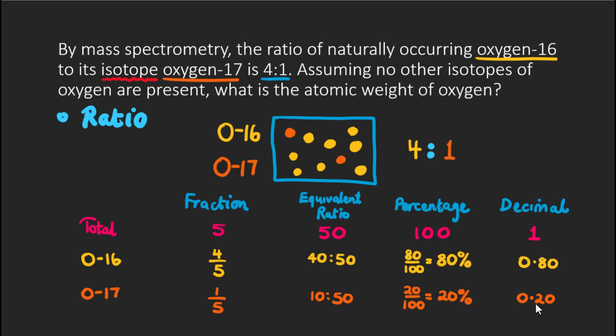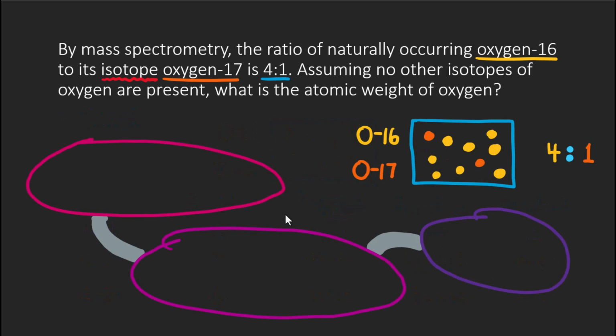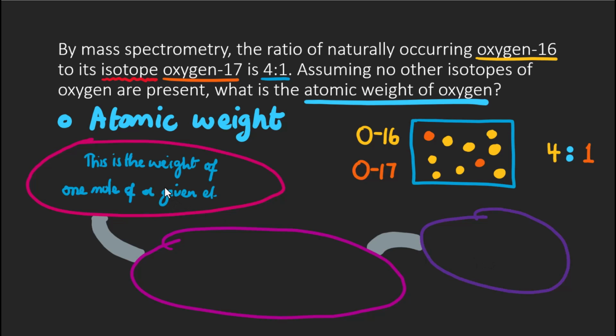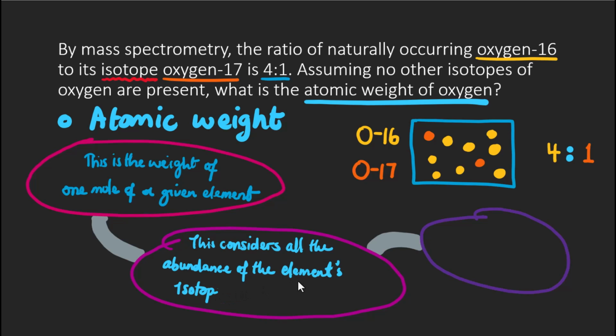Now, this scale is important for the final concept, which is the atomic weight. The atomic weight of an element considers 3 points. First is that it is the weight of 1 mole of a given element. Next is that it considers all the abundance of the element's isotopes using the average. And finally, this is expressed in u or grams per mole for the unit.